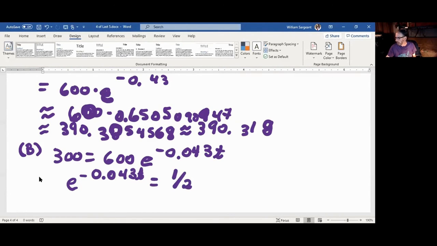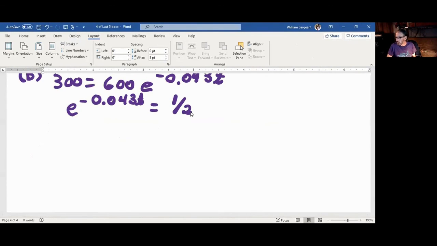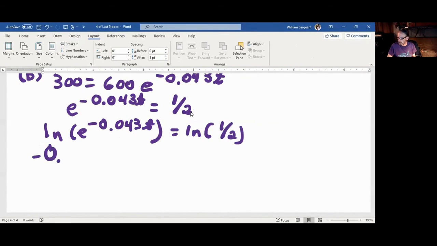Taking the natural log of both sides, it's going to cancel stuff on the left because it's the same base. Then divide both sides by negative 0.043, that is.